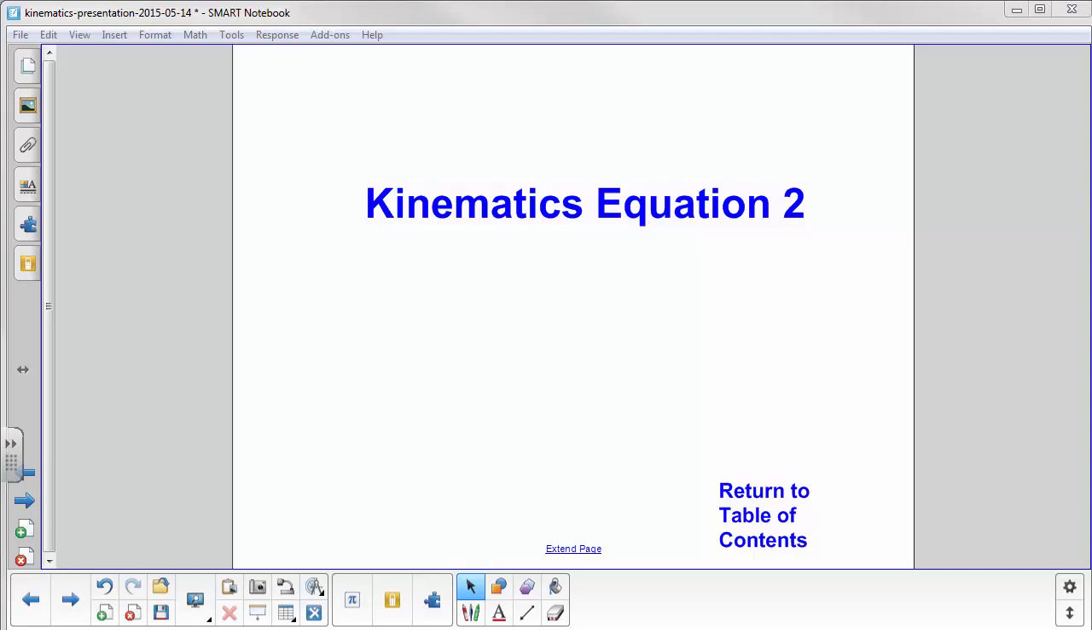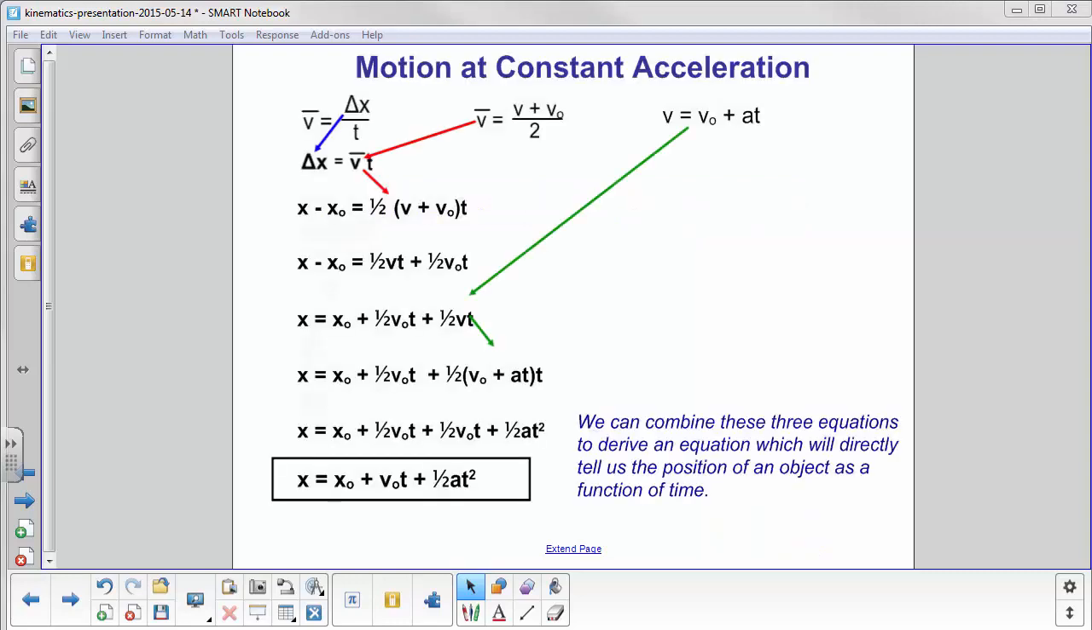There are three major kinematics equations. We've covered number one in depth. Now it's time to move on to number two. This slide truly shows the beauty of physics and mathematics. We have three equations.